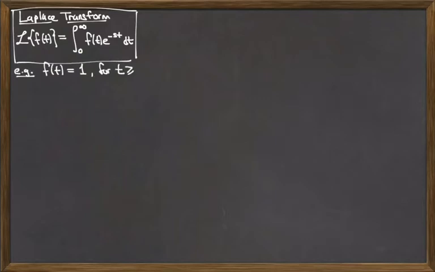For our first example, let's take f of t to be a constant function. In fact, let's take it to be 1 for all t greater than or equal to 0. I'd like to find the Laplace transform of 1. How do we deal with constants? We go to the definition and integrate from 0 to infinity, and all I do is replace f of t with 1 here, and I still have the exponential factor as part of the definition.